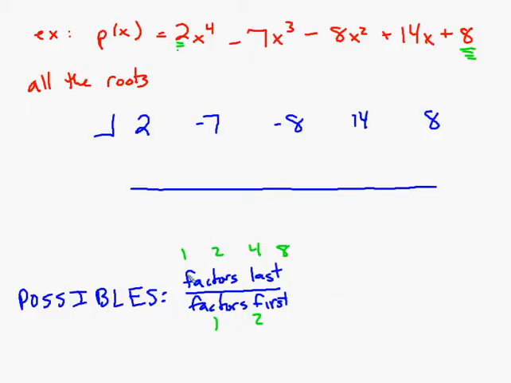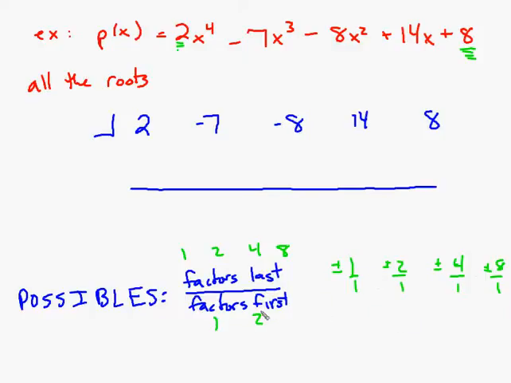Now, unless you're specifically asked to, you don't need to write out all the possibilities, but first I take all of these and put them over 1. So I have plus or minus 1 over 1, plus or minus 2 over 1, plus or minus 4 over 1, and plus or minus 8 over 1. So just plus or minus 1, 2, 4, 8.